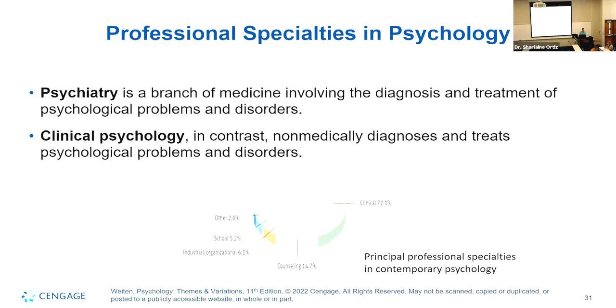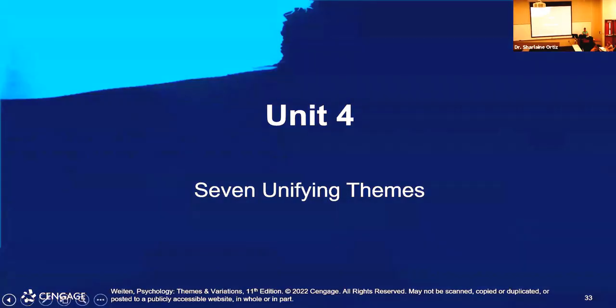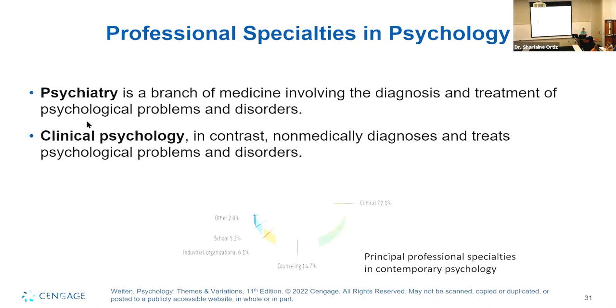Now you may be wondering, what's the difference between all these fields? Because you have psychiatry, counseling psychology, industrial psychology, school psychology, clinical, I mean, we have all sorts of things. That is because each field is interested in different things. Let's talk about psychiatry. What's psychiatry, right?